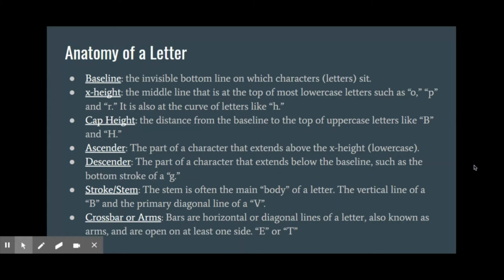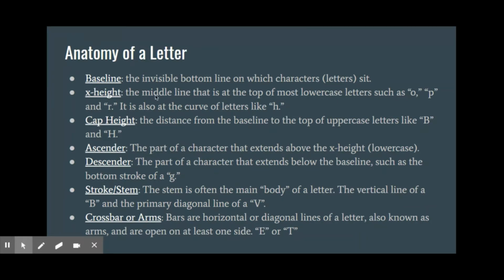The baseline is the invisible bottom line on which letters sit. So for example, all of my letters on this slide come in nice, neat rows, and that is because there is an invisible baseline holding them all together. Then you have the X height, and that is a middle line that is also invisible, that is at the top of most lowercase letters such as O or P and R, and is also at the curve of letters like an H.